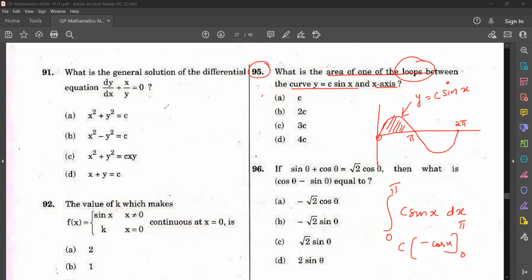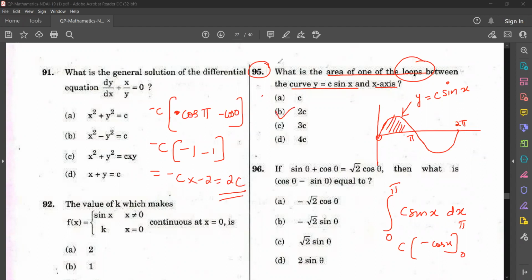Remaining I am writing here. So that is c into minus cos pi. So this minus also I'm taking out, in order to avoid the confusion. So cos pi minus cos 0, so that is minus c. What is cos pi? Cos pi is minus 1, minus cos 0 is 1, isn't it? So that will be minus c into minus 2, that is 2c. Answer is option B, 2c. 2c is the correct answer. Okay. So first you have to draw the figure, identify the limits, then just integrate. Okay, so we'll move to the next question.